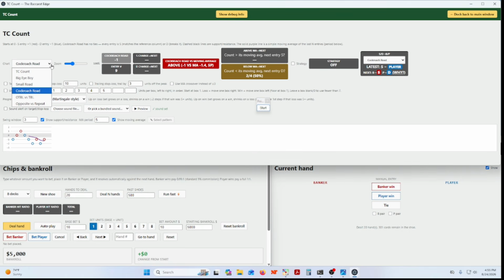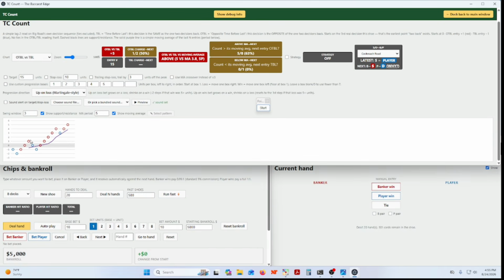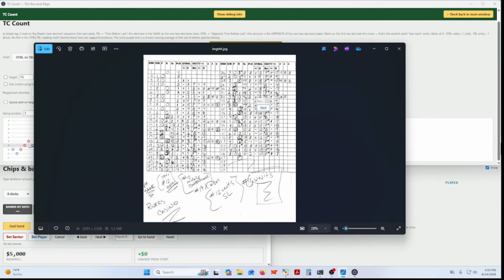All right. Let's move on. Let's go down to opposite time before last versus time before last. This is just a regular banker player chart. Notice this opposite time before last has taken off to the upside. Okay? That gives you an idea of what is trending. I cannot tell what is trending when I'm sitting back writing all of this on this kind of paper with all of these headlines. Even though it says +3, +4, I'm a visual person. Show me what's going on.